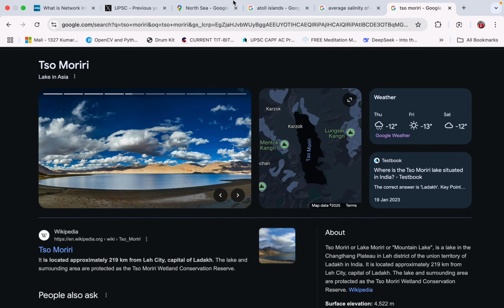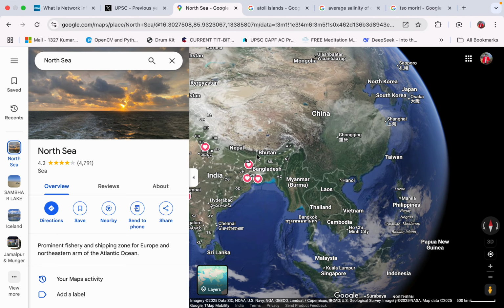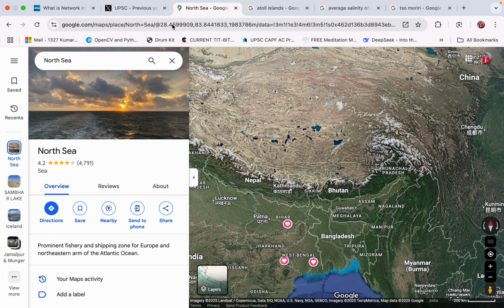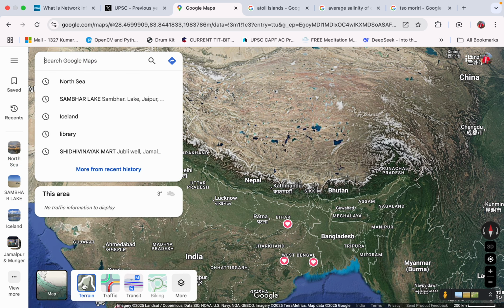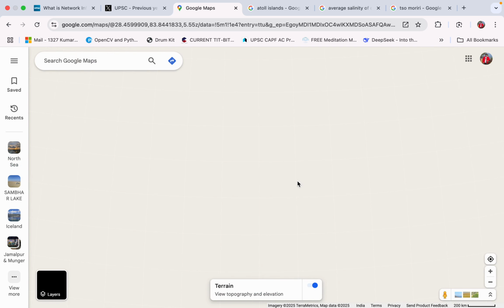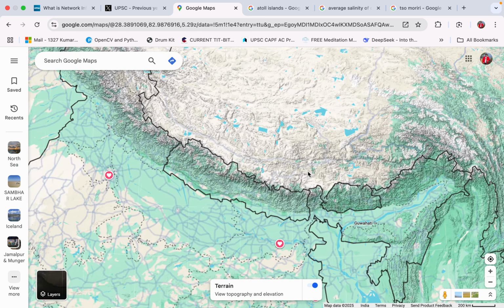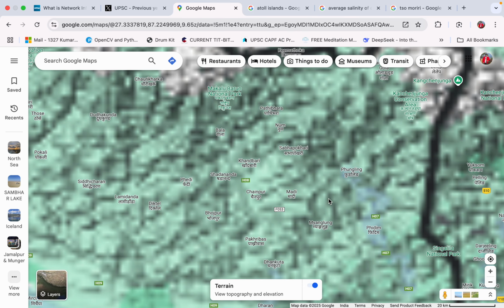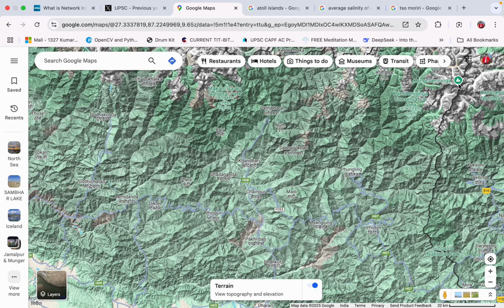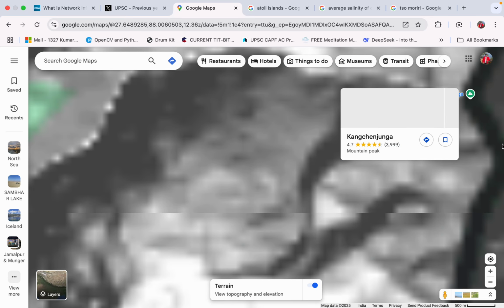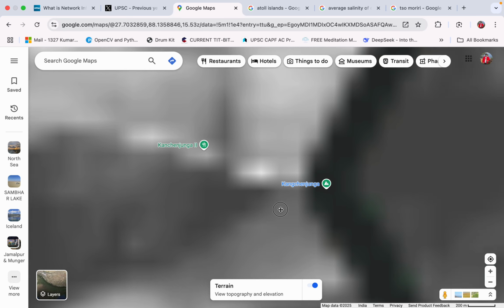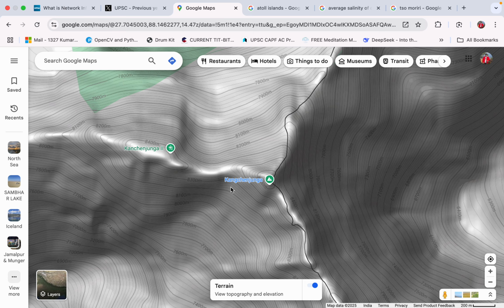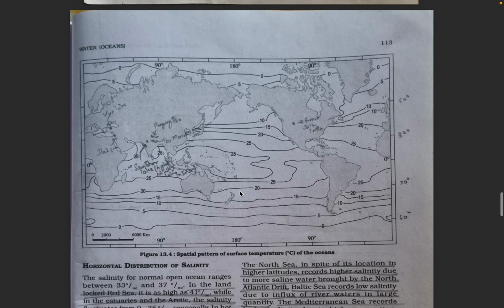What is a contour map? Let me show you. This is really helpful for me when I explore on Google Maps. This is the contour map. For example, this is Kanchenjunga. As I zoom in here, these are the iso heights. And what are the iso heights? Tell me in the comment section.